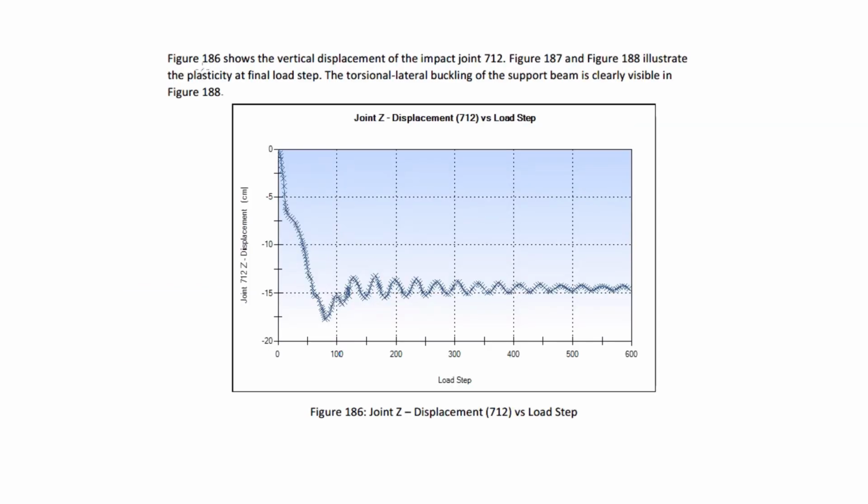This figure 186 shows the vertical displacement of the impact joint 712. This is the vertical displacement of the impact joint. The deflection goes from 0 to -16. Then it goes up, going up and down across the load steps. There are 600 load steps.